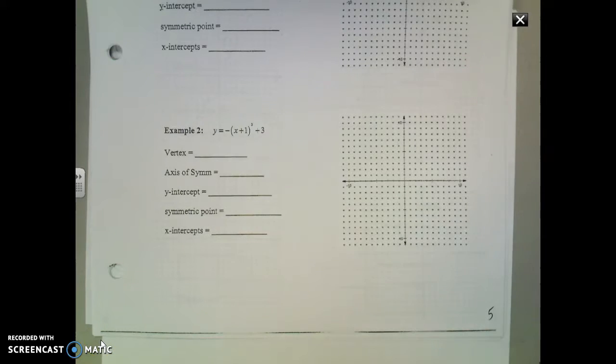Hey guys, so this example is going to talk about example 2 from page 5 of our quadratic graphing packet. So we're going to look through each of these key values, we're going to graph it, and talk a little bit about what you need to do for each of these problems.